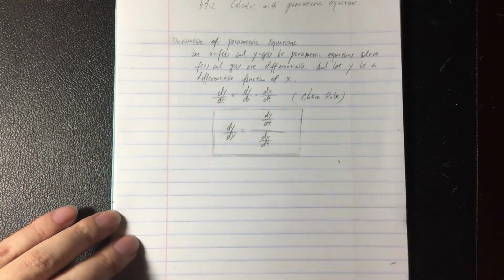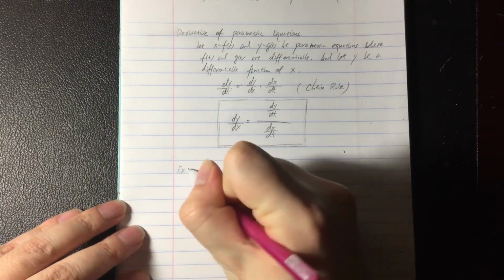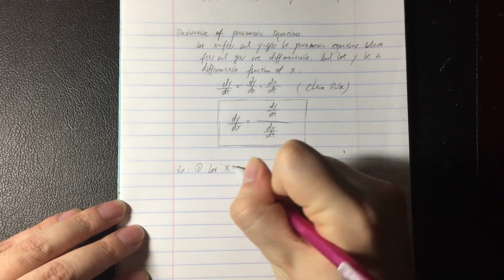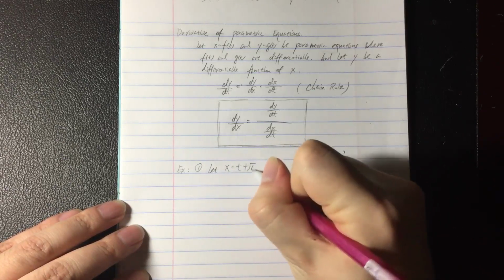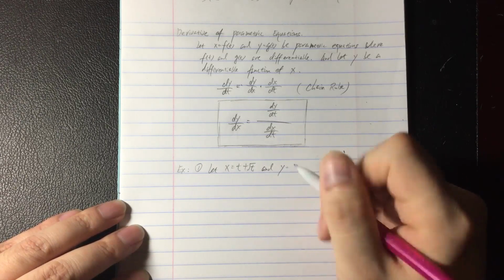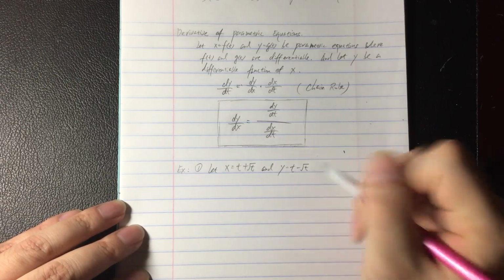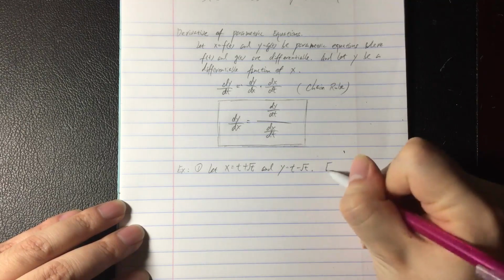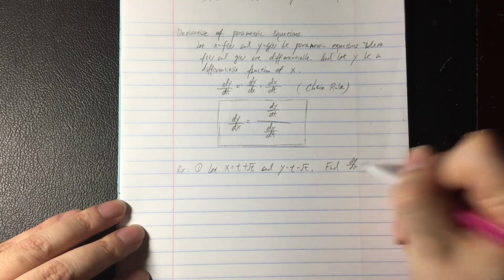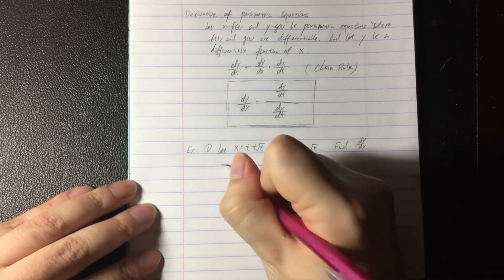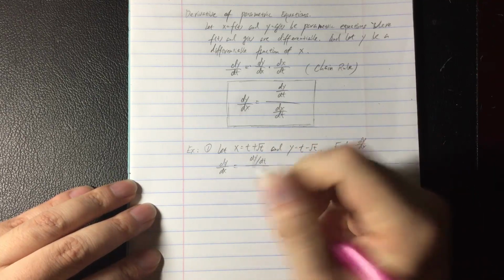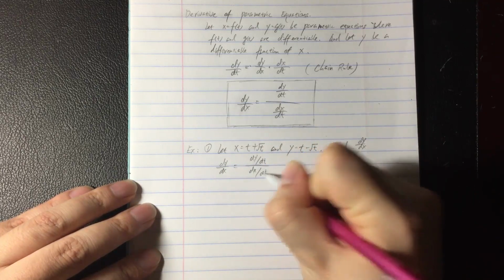Let's look at some simple examples here. Let x equal to t plus square root of t, y equal to t minus square root of t. Assume they are parametric equations. Find dy over dx. So here we use the formula, dy over dx equal to dy over dt over dx over dt.